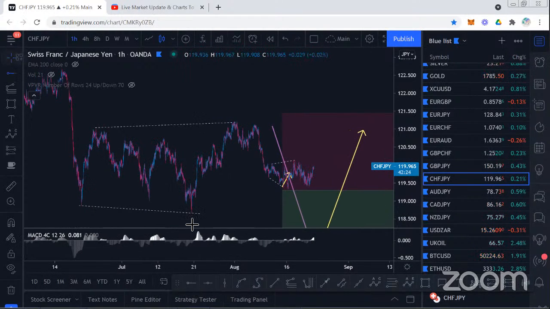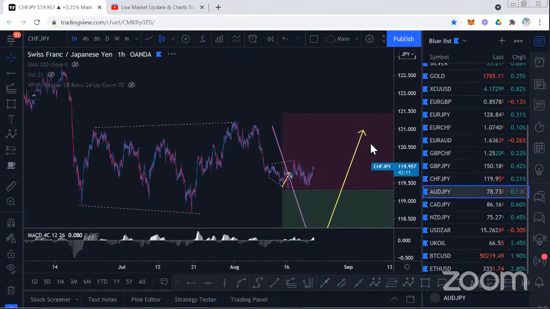Again, the entry order below these lows is still valid as a higher time frame play. So watching that too, but that's looking good. And I prefer the Swiss yen over, say, the pound yen. So I'm liking that trade better.